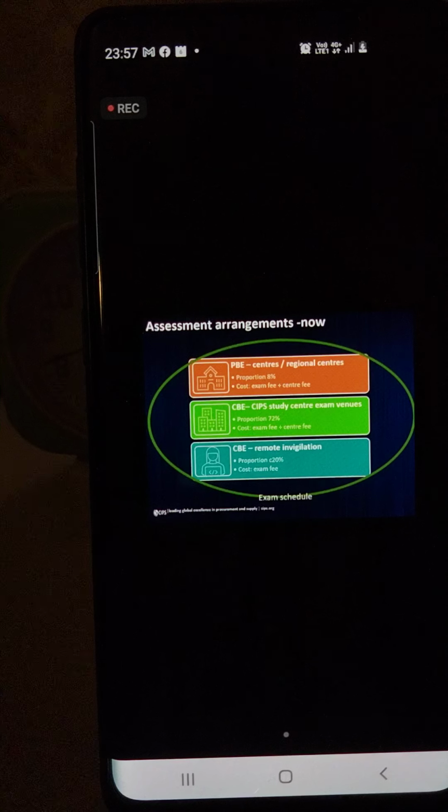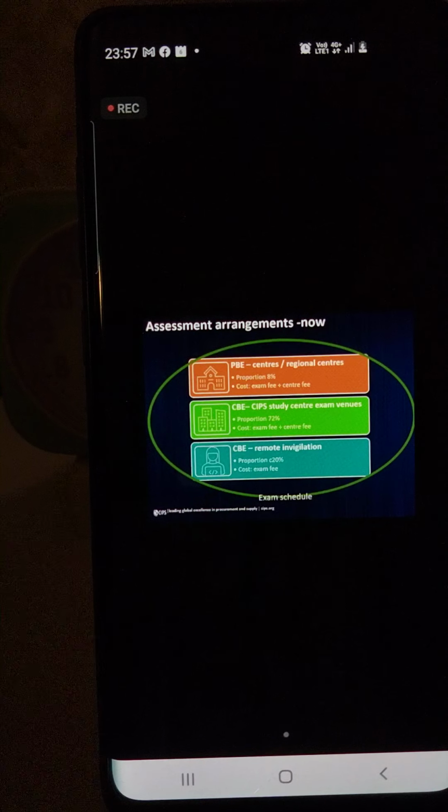And the CBE, remote invigilation, as we said earlier, that's growing to the 20% of all of our exams. And there is just the one fee there, and that's the cost of the entrance fee of accessing the remote invigilation exam.